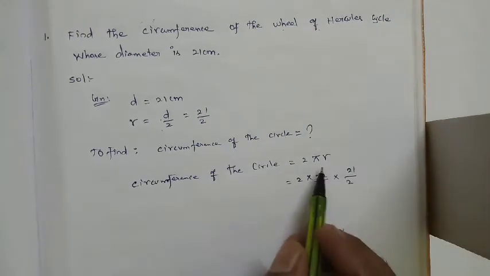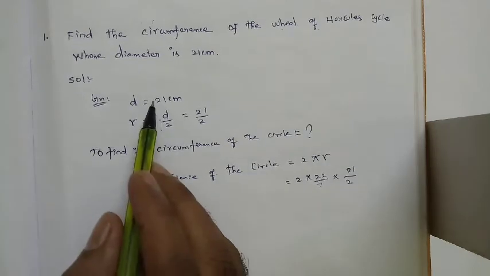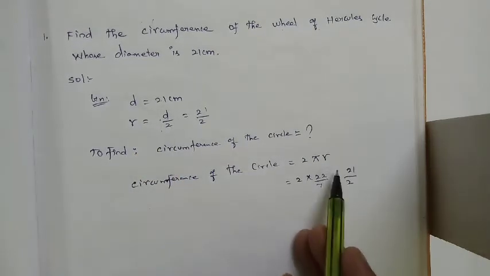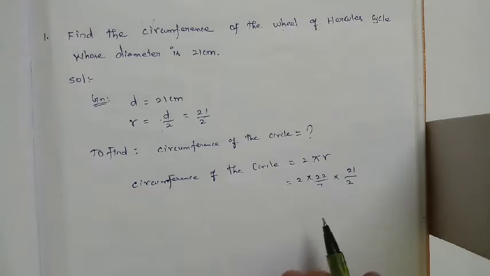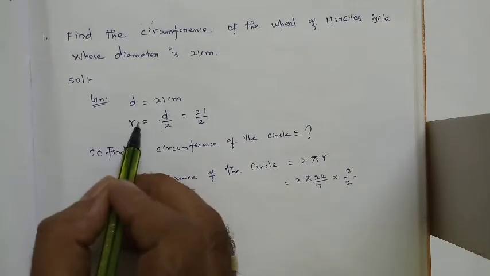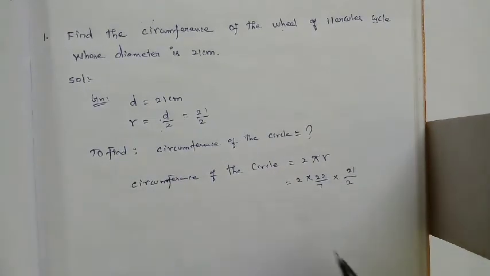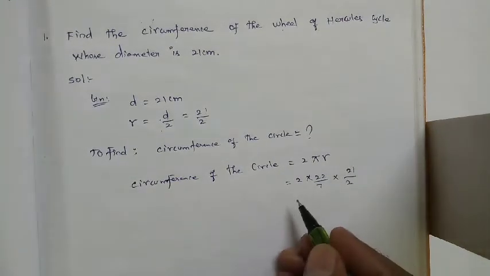We have one more formula, the circumference of a circle is 2 pi r or pi d. If you know the value of d, then you can directly use pi into d. Otherwise, if you are using 2 pi r, no problem, you can just find the value of r. After that, you can substitute and simplify, and you'll get the answer.